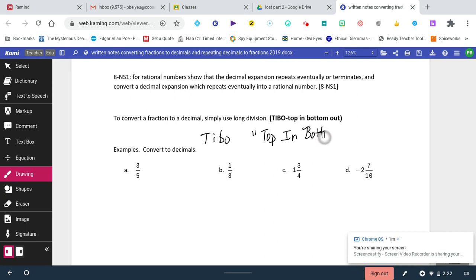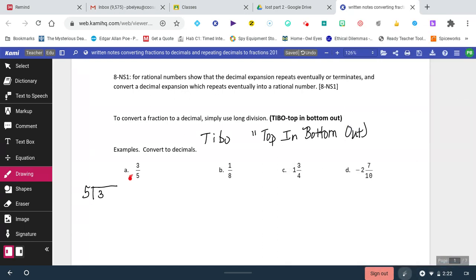And I already have it written down. So basically, we're just going to use long division. Take the bottom number, which is your denominator, and put it outside. That's why you have bottom out. Take the top number, which is your numerator, and put it on the inside of this, your division bar, okay? All right, add a decimal and a zero because we're converting to decimal. Bring that decimal straight up, and we're just going to start our division process.